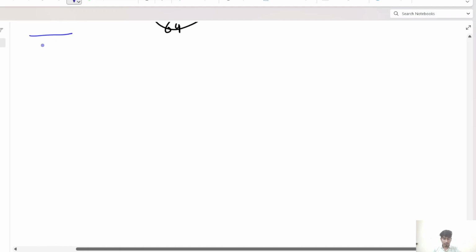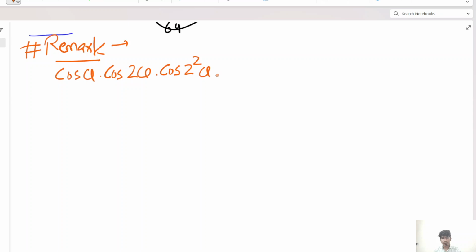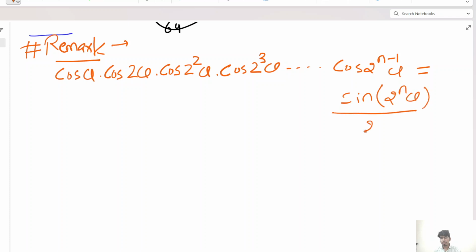So what we have is a remark which we did in the last class. Let me recall this remark. That remark is cos theta into cos 2 theta into cos 2 squared theta into cos 2 cubed theta up to cos 2 to the power n minus 1 theta, and this is equal to sine of 2 to the power n theta upon 2 to the power n sine theta. So this is our remark.